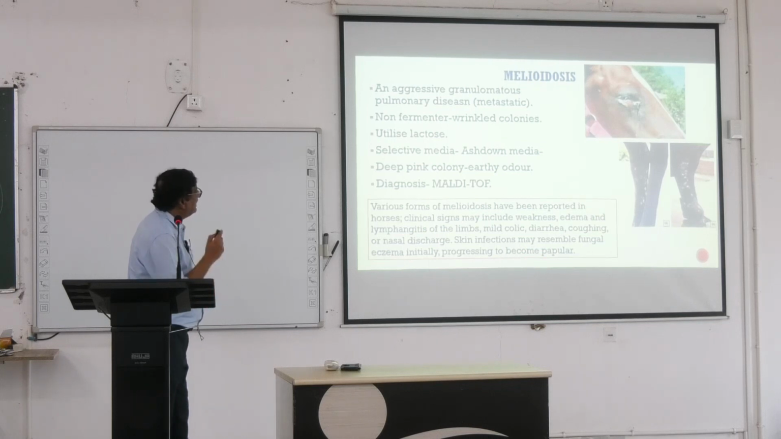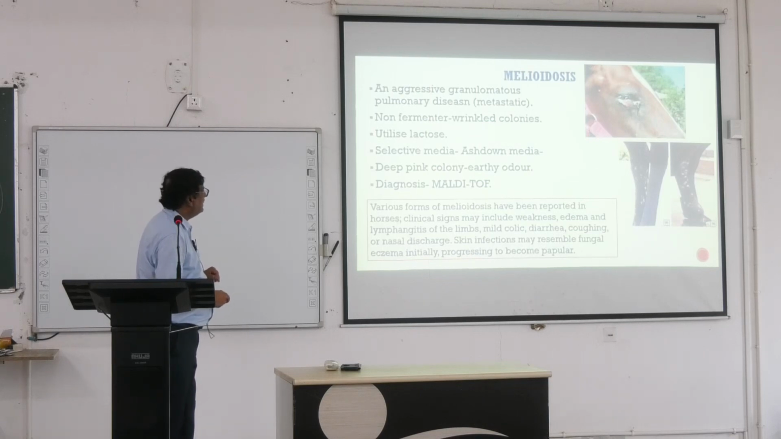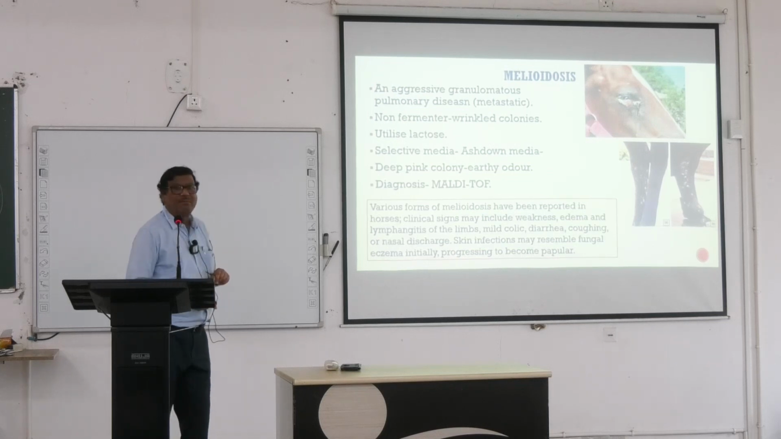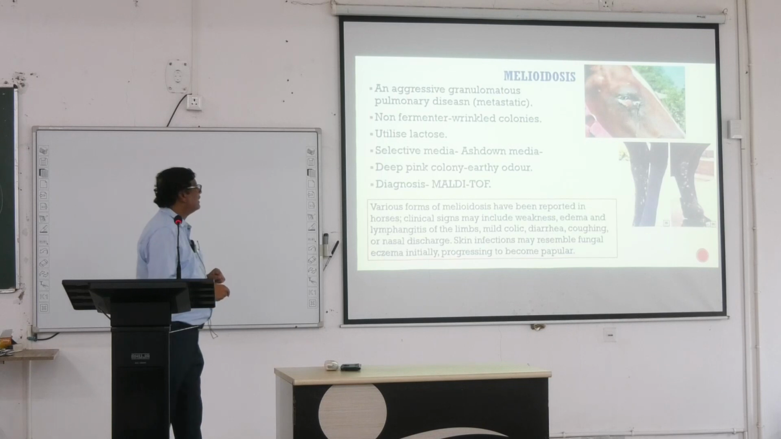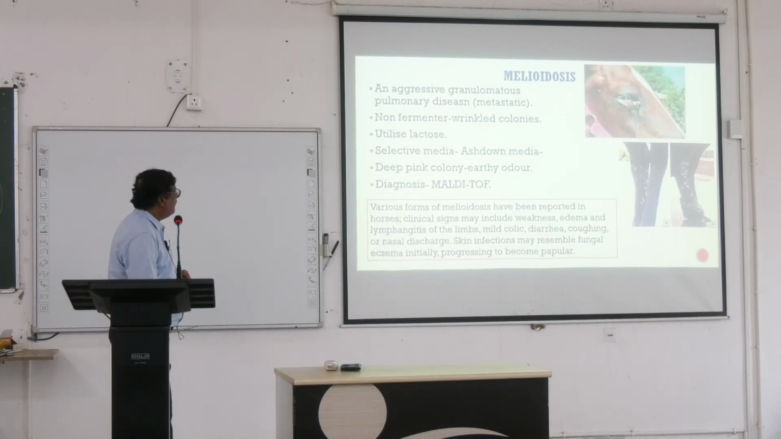The non-fermenters, the wrinkled colony, I have shown it. It utilizes lactose and the selective media is Ashdown media. The deep pink color, earthy odor is there, and diagnosis is by multiplex PCR. It is a very good instrument by which you can diagnose this particular variety. Various forms of melioidosis have been reported in horses. Clinical signs may include weakness, edema and lymphangitis of the limb, mild colic, diarrhea, coughing, nasal discharge. Skin infections may resemble fungal eczema, initially progressing to become papular. These are the papular lesions here. Chronic granulomatous lesions.